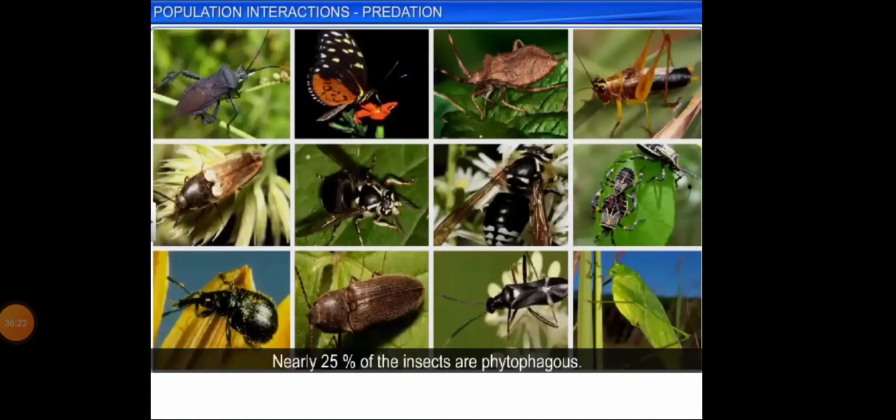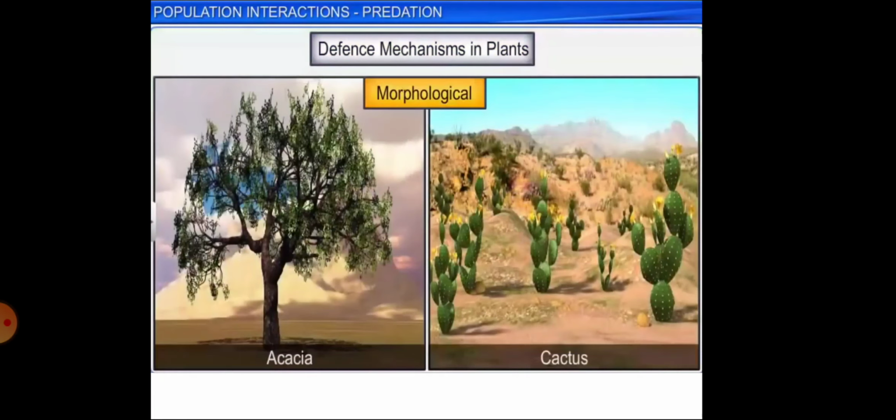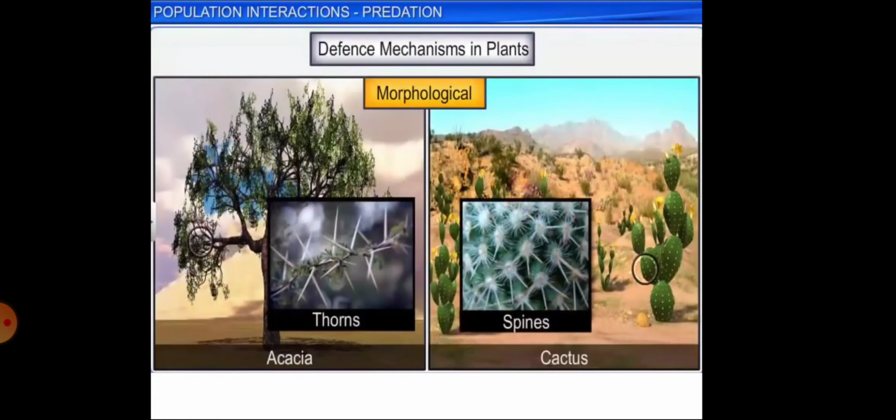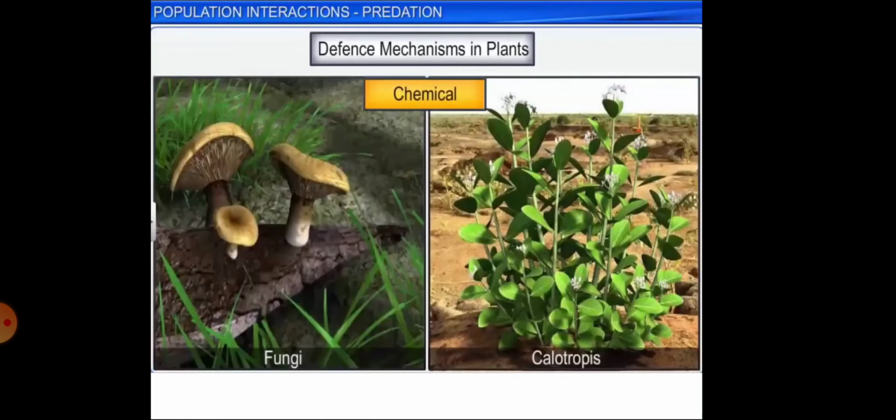Nearly 25% of insects are phytophagous, which means they feed on plant sap and other plant parts. Therefore, plants have developed a variety of morphological and chemical defense mechanisms against herbivores. The presence of thorns and spines is the most common morphological means of defense in some plants like acacia and cactus. Also, a few plants like calotropis and some fungi have chemical defense mechanisms which include the production of harmful and distasteful chemicals.